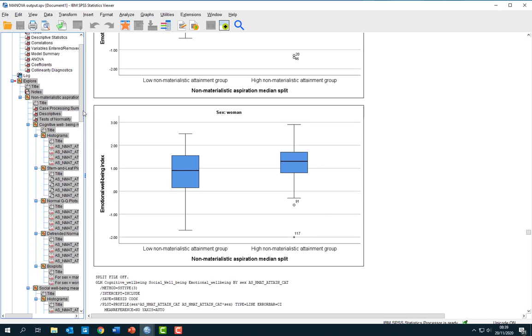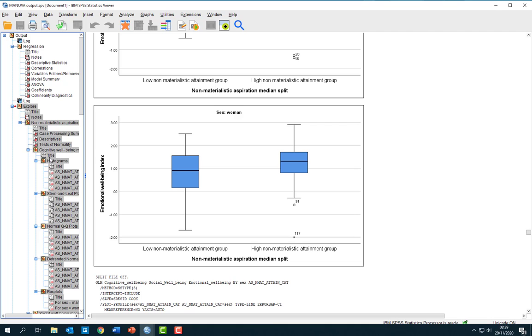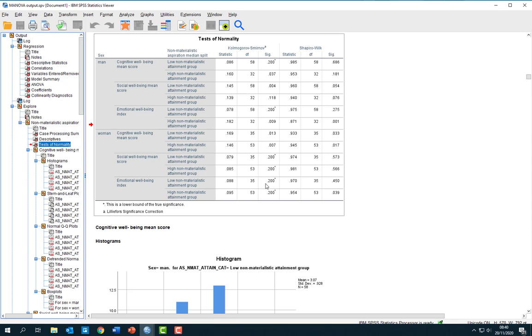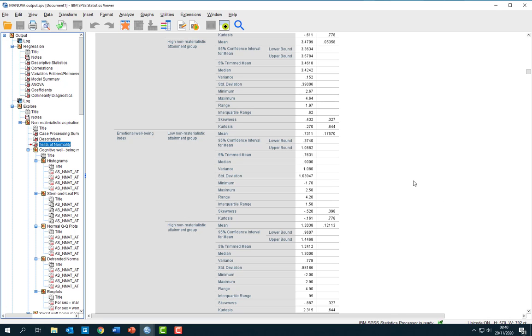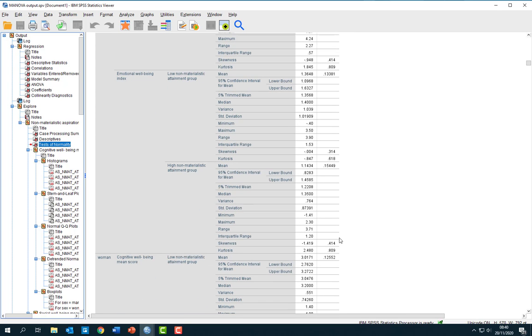So if we go back to our tests of normality, and we look at the ones that were particularly concerning, we've got some indications that the emotional well-being, high non-materialistic female group has an issue, and again on the emotional well-being index for males. So it may be that we're going to look at maybe transforming the variables. We'd look back at the skew and kurtosis. Yeah, we can see there's some kurtosis there, quite significant kurtosis. And if we look at the males, again, yes, some considerable skew and kurtosis.